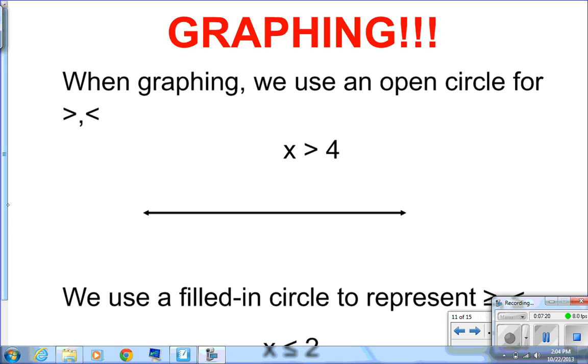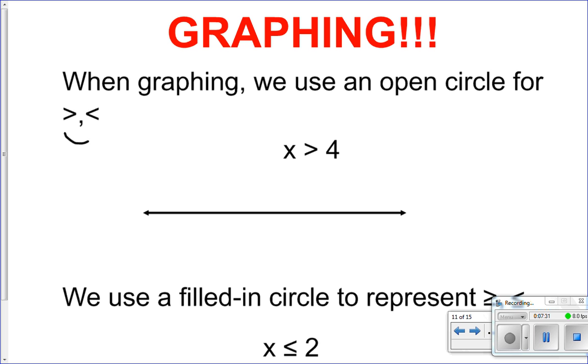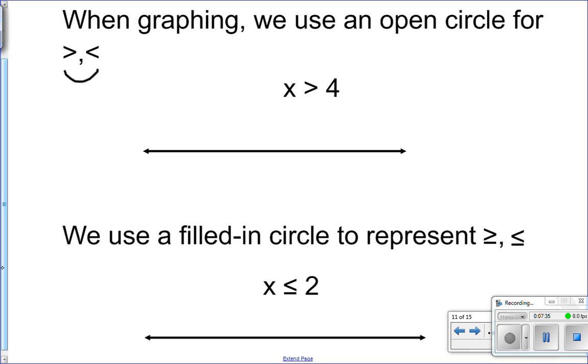Graphing. So when graphing, we use an open circle for greater than or less than. Yes, I know this looks like a face, so I'm going to put a smile here just to make you guys laugh. So, since we have x is greater than 4, I'm going to mark 0 on my number line. I'm going to give it 4 tick marks. Since x is greater than 4, we use an open circle for graphing greater than or less than. So since it's greater than 4, it's everything larger than it.